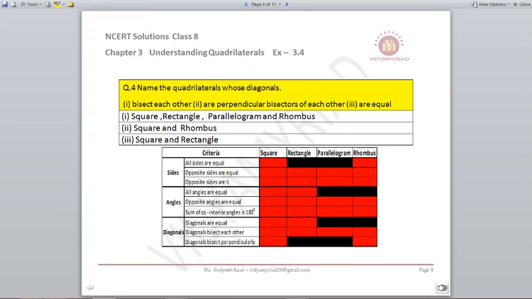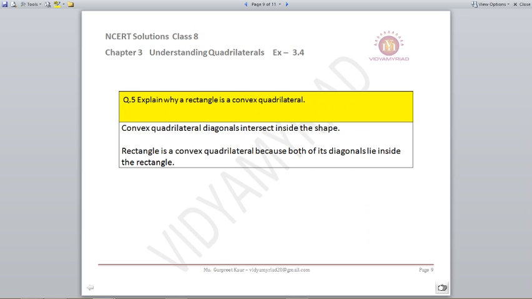Then they are talking about perpendicular bisectors of each other. So look at the last, diagonals bisect perpendicularly. Which 2 criteria? Only square and rhombus hold the criteria that the diagonals are perpendicular bisectors of each other. Lastly, whose diagonals are equal? Only square and rectangle diagonals are equal. So this table is very helpful for this exercise. Again I am repeating, for your next class, even 9th class, this will be used. So please remember this, paste it on the wall forever.